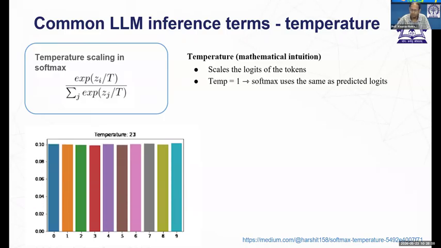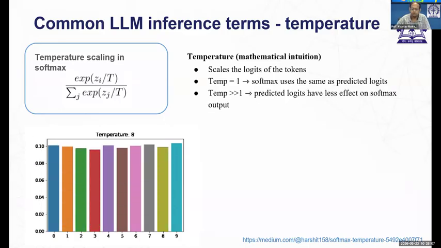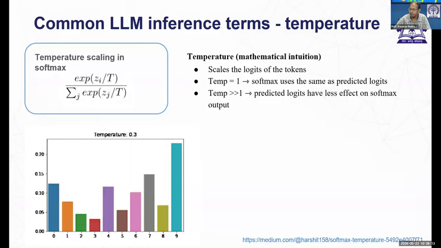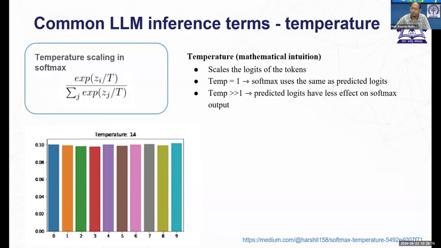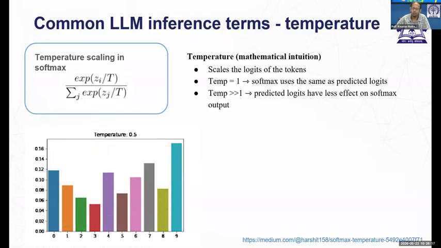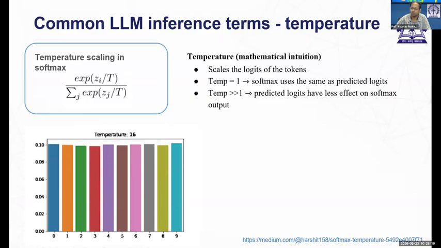Temperature equal to 1 is the basic softmax that uses the predicted logits as they are. When temperature is much greater than 1, the predicted logits have less effect on the softmax output. Okay. If you decrease the temperature too much, then you are pointing to a particular token, because you are almost reducing the entropy and your entropy almost goes down to 0.